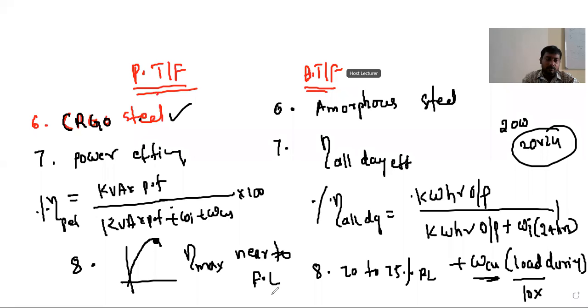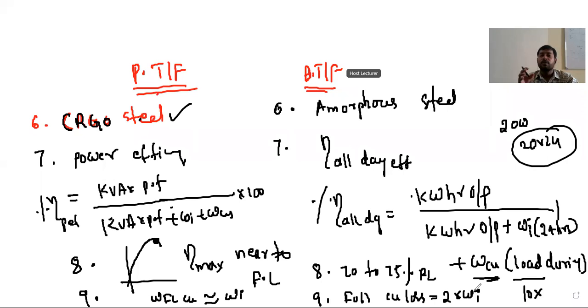And the ninth difference is that in the power transformer, full load copper losses are approximately equal to iron losses. But in the distribution transformer, full load copper losses are approximately equal to 2 times the iron losses. So whatever losses take place in the distribution transformer, copper losses are twice that of iron losses. These are the differences between the power transformer and distribution transformer.